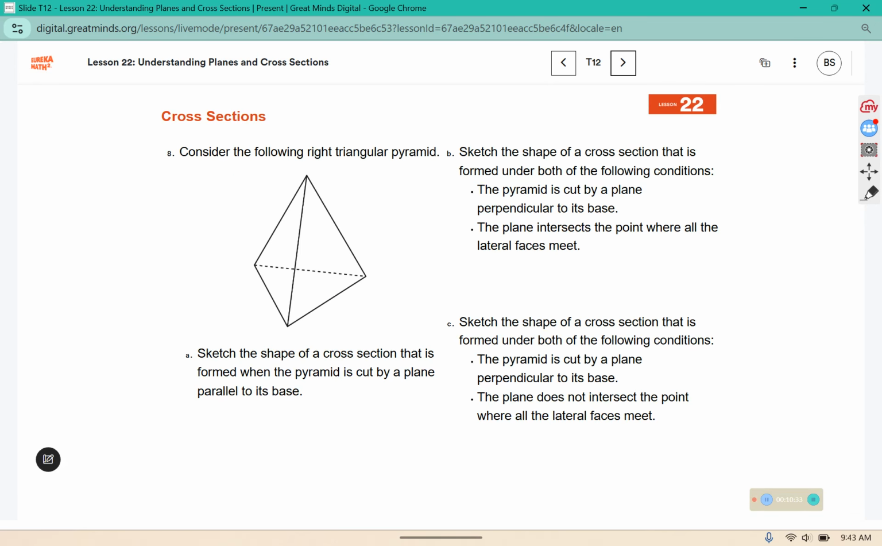Eight, consider the following right triangular pyramid. A, sketch a cross section that is formed when the pyramid is cut by a plane parallel to its base. So we're going parallel to the base. We're going to end up with a triangular shape.